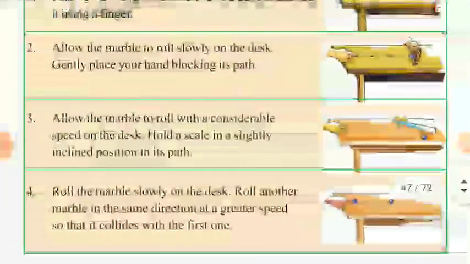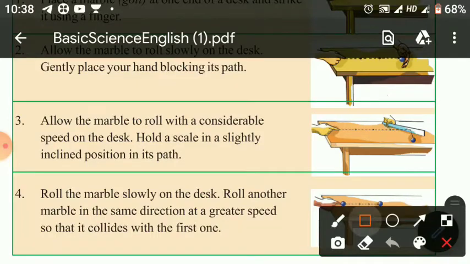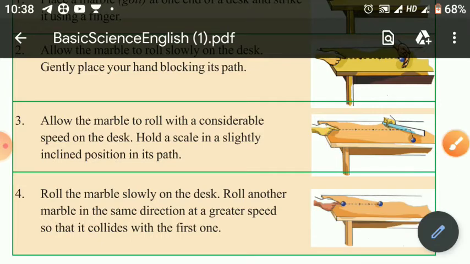Then what is next? Allow the marble to roll with considerable speed on the desk. Hold a scale in a slightly inclined position in its path. Can you see here? Inclined position in the path. So it changes the direction of the motion. Roll the marble slowly on the desk, and roll another marble in the same direction at a great speed, so that it collides with the first one.